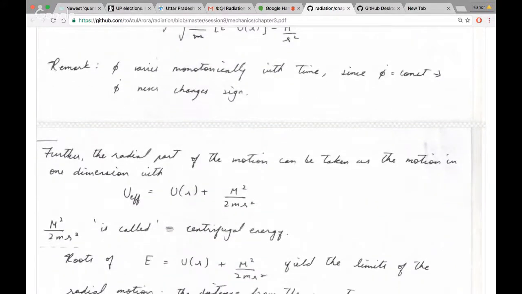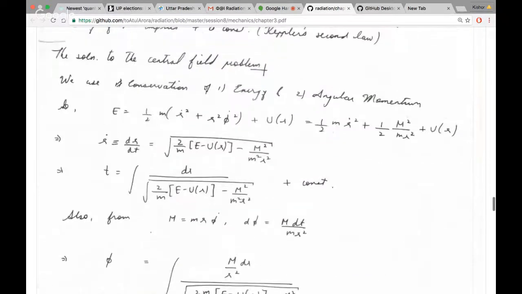So m squared by 2mr squared is what we call the centrifugal energy. Look at the expression for energy: it is just the one-dimensional particle plus an effective potential. E equals half m r-dot squared plus half M squared by m r squared plus U(r). This entire thing is called an effective potential energy.